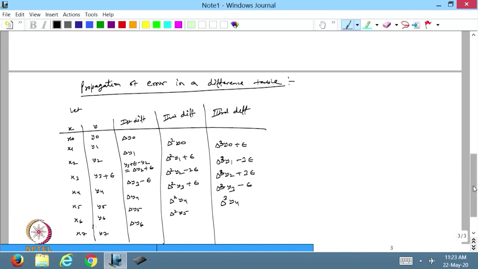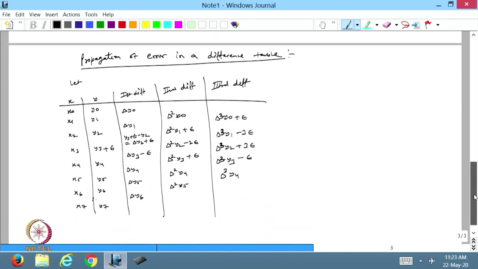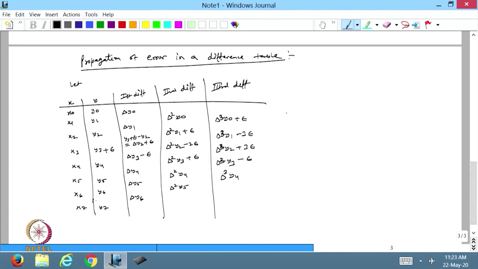So, if you see from here, the next will be, so here you can see that the error has been distributed or error is spreading in the two places here. So, in the two places the error is coming here. In the second difference, error is spreading at three places, then error is spreading at the fourth places.